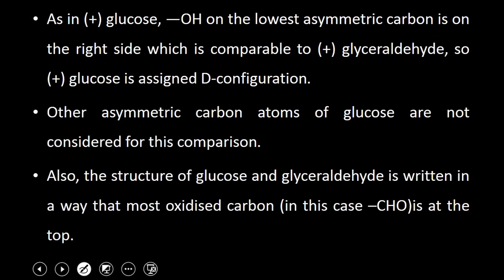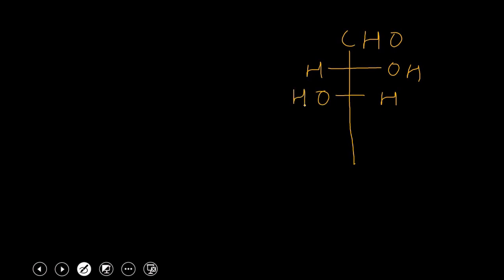So I'm going to show this here. In the case of plus glucose, OH present on the lowest asymmetric carbon atom is on the right side. So children, let me show you here. I am writing the structure of glucose here. So this is CHO. Now you will be able to write the structure of glucose. The second carbon atom has H on the left hand side, OH on the right hand side. Then the third carbon atom has just the reverse, H on the right hand side, OH on the left hand side. But the fourth and fifth carbon atoms will have the same configuration, H, OH. In both the fourth and fifth carbon atom, H on the left hand side, OH on the right hand side. Then finally sixth carbon atom will be CH2OH.